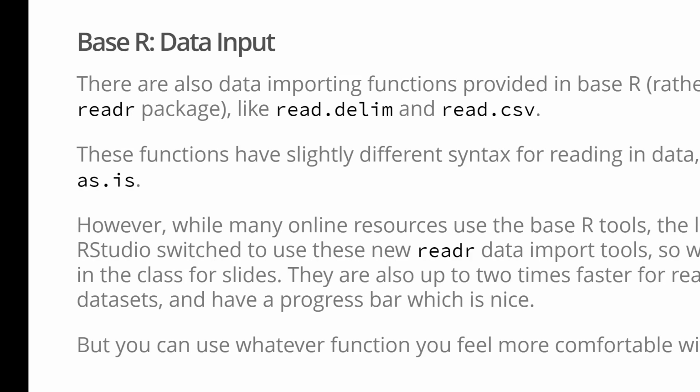The idea is read.delim has slightly different syntax, like using headers for row names, and this as.is, which relates to how they treat character vectors as categorical variables called factors. I would say, many online resources use base R tools, but RStudio has switched to using readr as the default, so we've been using that. But if you've already used some R in the past and have always used read.csv, you don't need to switch. It'll basically read in the same thing, so you can just do whatever you feel most comfortable with.